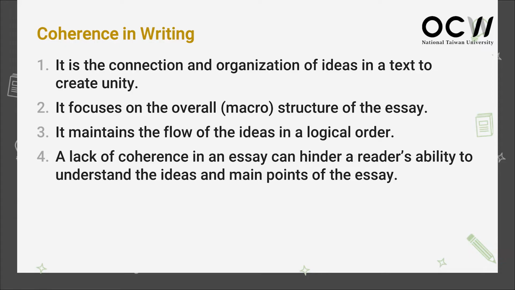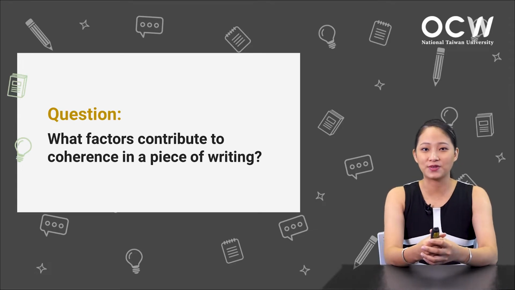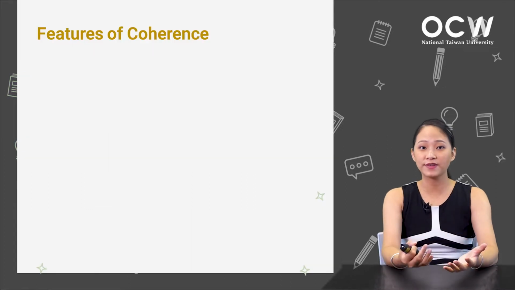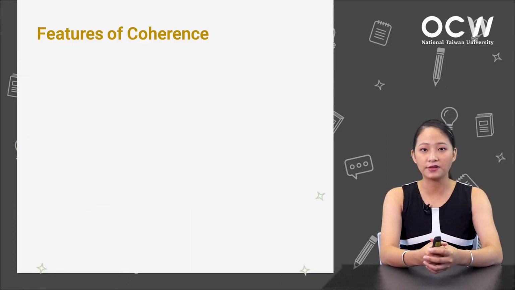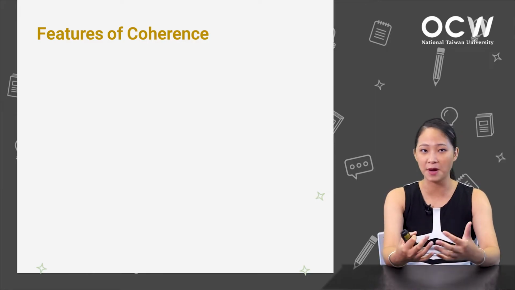Now, what could happen if you don't have coherence? It can actually hinder the reader's readability, namely our understanding of the text, and perhaps result in a misunderstanding of the main idea of the essay. So the big question is, what factors contribute to the coherence of an academic text? As we previously stated, coherence helps us to move from idea to idea, sentence to sentence, or paragraph to paragraph.